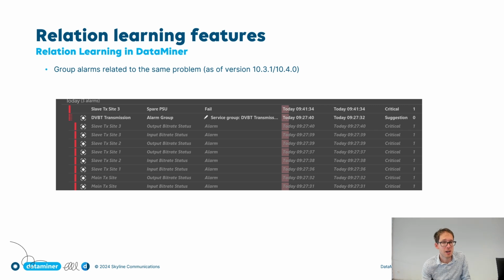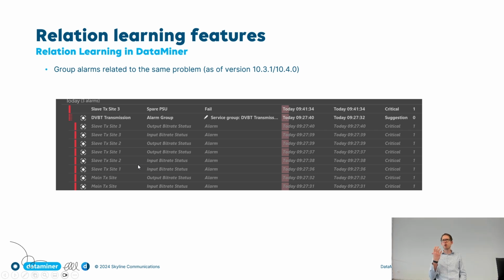Now, how do we do this? Well, for example, let's look at this snippet. We see here that the output of the transmitter side 3, let me say the output of the main transmitter side is related to the input of the first slave transmitter side.